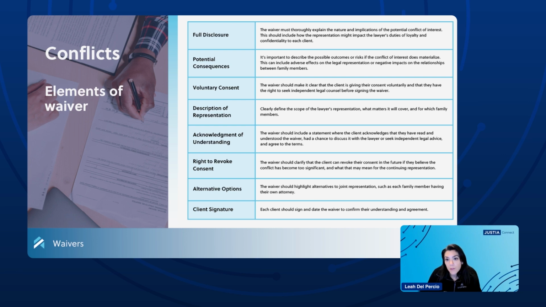Elements of waivers. So here's what a waiver should have. Full disclosure. The waiver must thoroughly explain the nature and implications of that potential conflict of interest. This should include how the representation might affect the lawyer's duties of loyalty and confidentiality to each client. Potential consequences. Again, talk about the things that you foresee. That's important. They need to know.